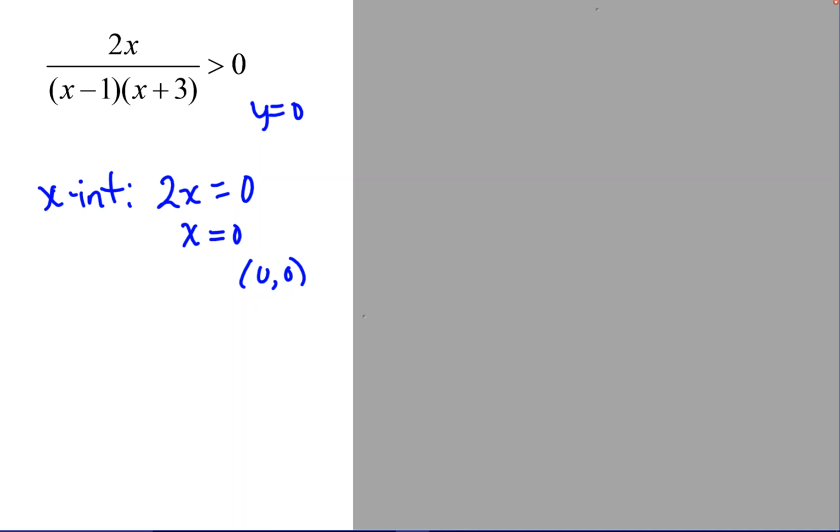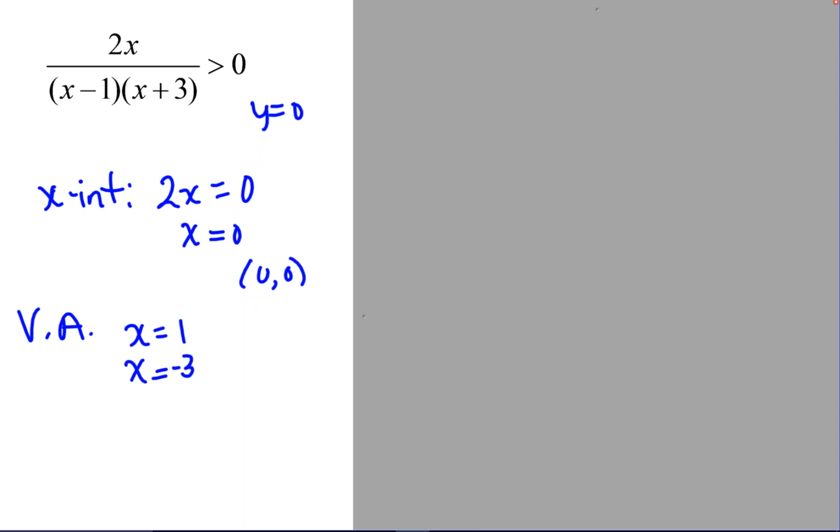All right, then what about the vertical asymptotes? Well, the vertical asymptotes are where the denominator is 0. Fortunately, this one's already given to me in factored form, so I can quickly see that x equals positive 1 or x equals negative 3 are going to be the vertical asymptotes, because that's going to make these two factors equal to 0.